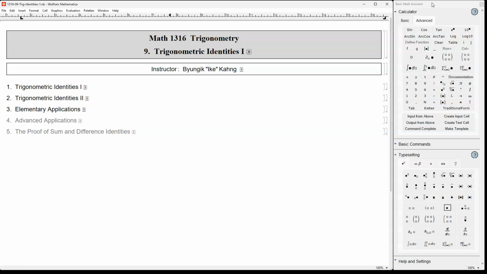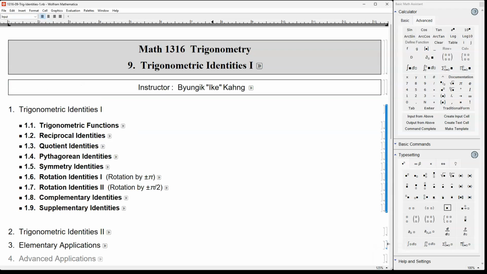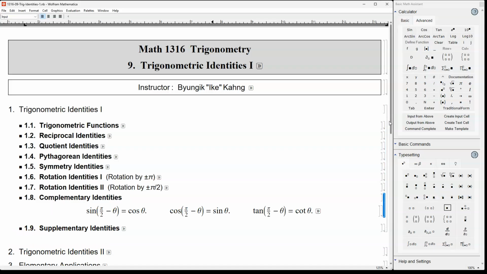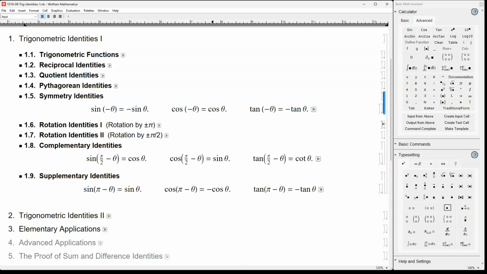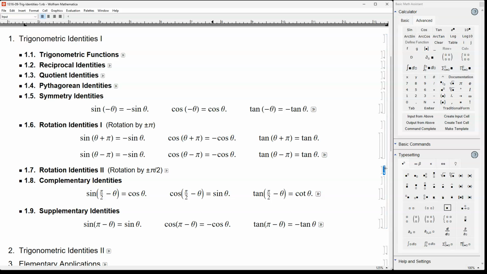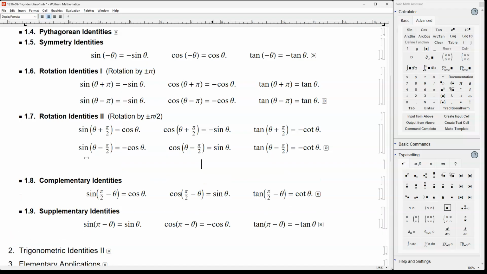Hello students, welcome back. Let us resume our discussion in section 1, and this time we will complete it. We have two more here, complementary identities and supplementary identities: pi over 2 minus theta, pi minus theta. We went through a lot of identities already: symmetry identities, rotation identities 1 and 2. What we are going to do here is use these previous identities to prove the complement identities and the supplement identities.